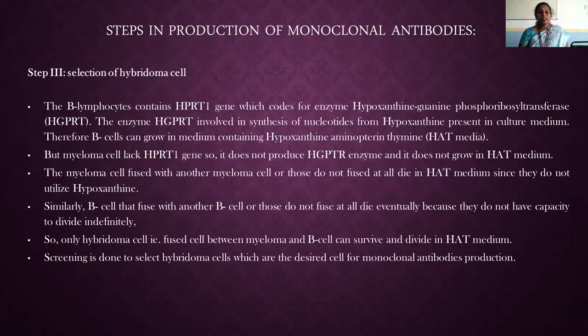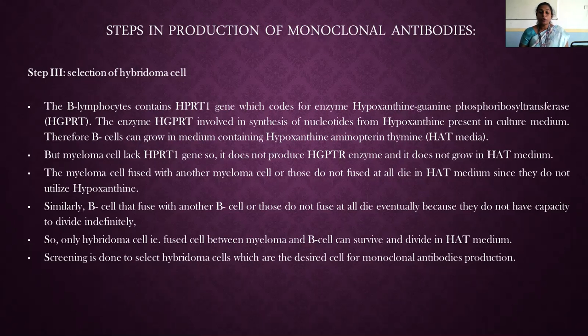The next step involves the selection of these hybridoma cells. The B lymphocytes contain the HPRT1 gene, which codes for the enzyme hypoxanthine guanine phosphoribosyl transferase. The enzyme HGPRT is involved in the synthesis of nucleotides from hypoxanthine, which is present in the culture medium. Therefore, the B cells can grow in a medium containing hypoxanthine, aminopterin, and thymidine, that is, the HAT medium. But myeloma cells lack the HPRT1 gene, so they do not produce the HGPRT enzyme, and hence they do not grow in the HAT medium.